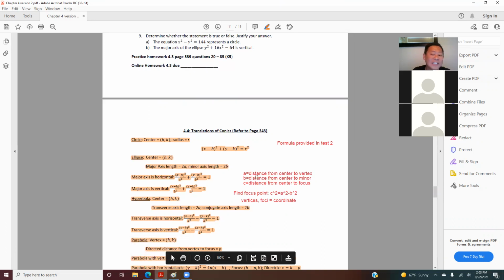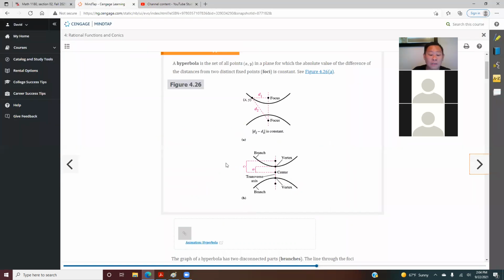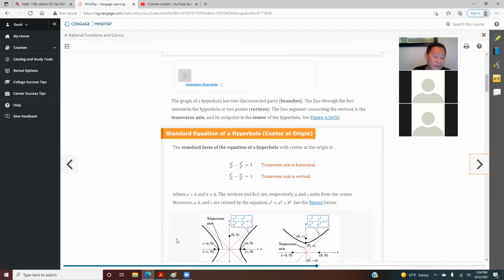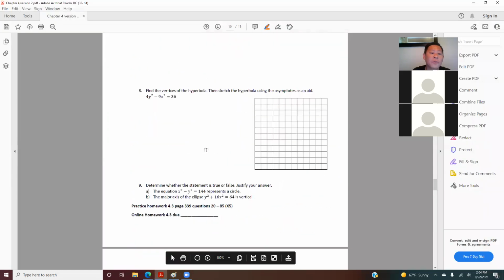B in this case is not the distance from center to the minor, because a hyperbola does not have a major minor axis. It only has a transverse axis. So I just want to point out to you guys what is the difference here. The equation, so right down here, that's the equation. So you have the equation here.